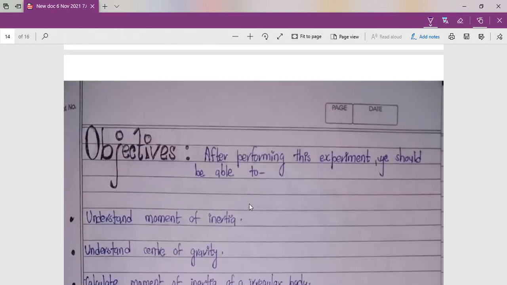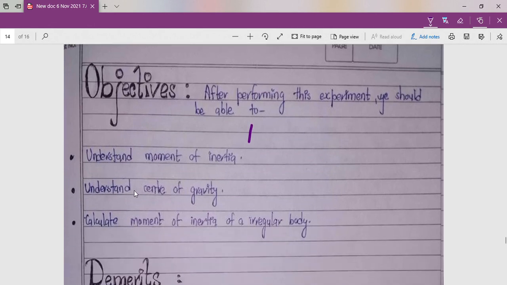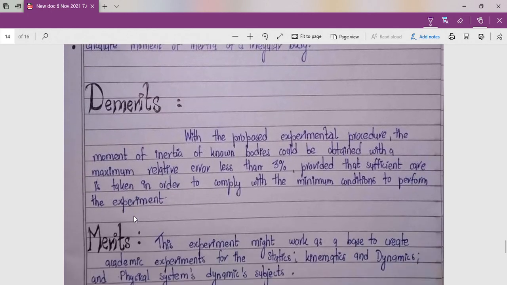Objectives. After performing this experiment, we should be able to understand moment of inertia, understand center of gravity, and calculate moment of inertia of an irregular body. Demerits. With the proposed experimental procedure, the moment of inertia of known bodies could be obtained with a maximum relative error less than 3%, provided that sufficient care is taken in order to comply with the minimum conditions to perform the experiment.